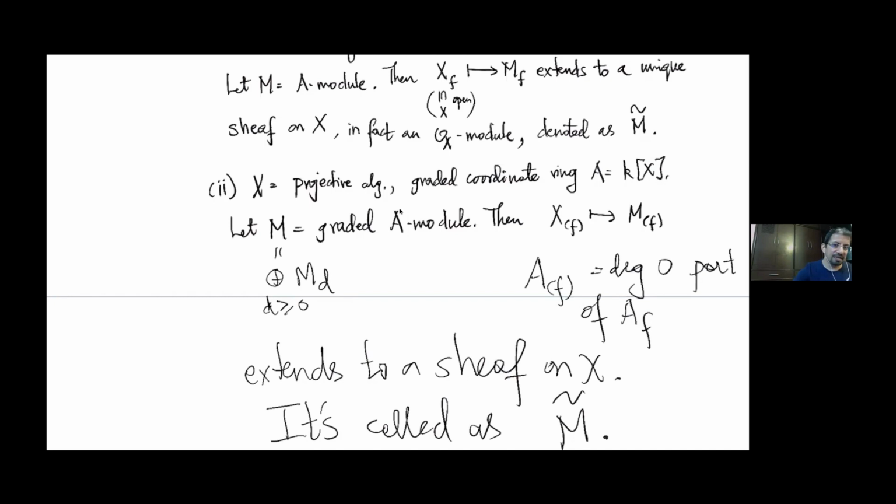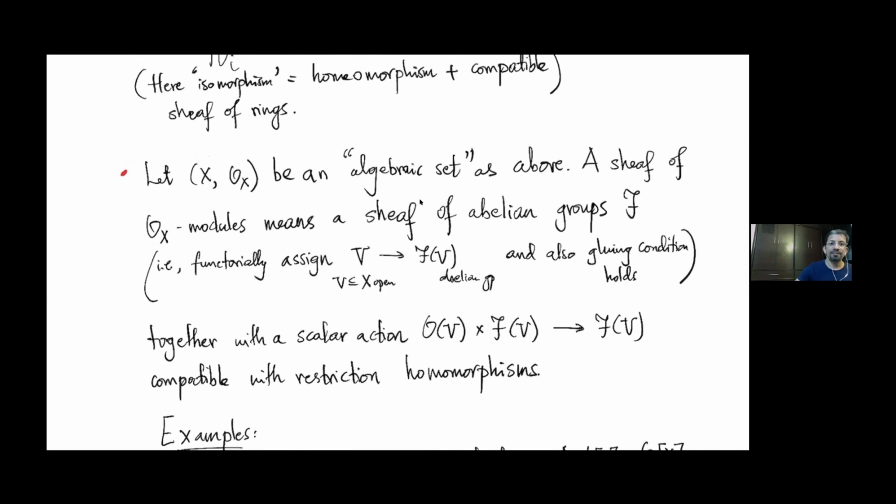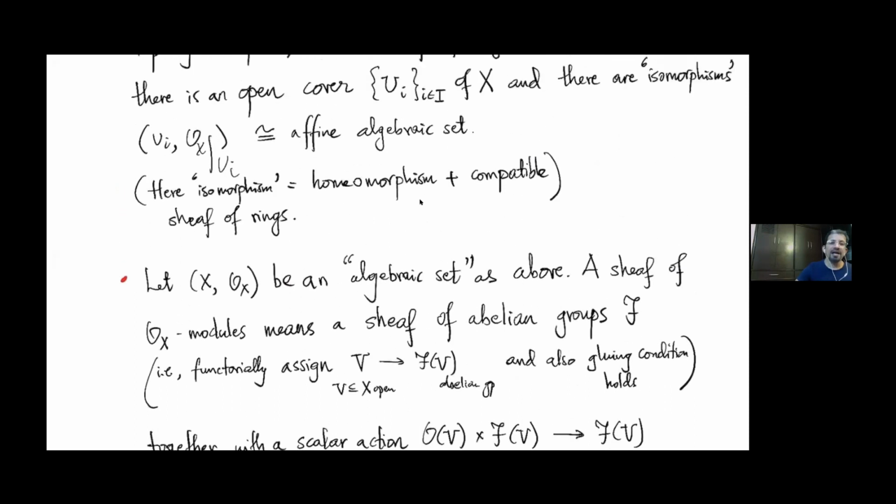So small Zariski neighborhood has been clarified. Direct sum as abelian groups. Where is this direct sum? So this was for the graded module, when you wrote down graded. Yeah, direct sum as abelian groups.